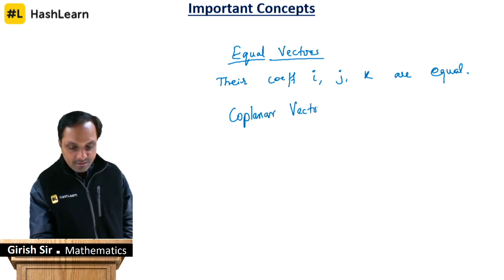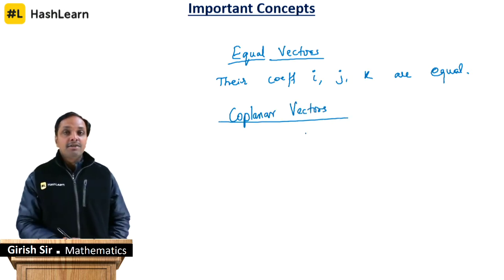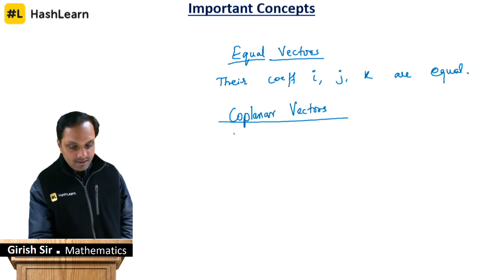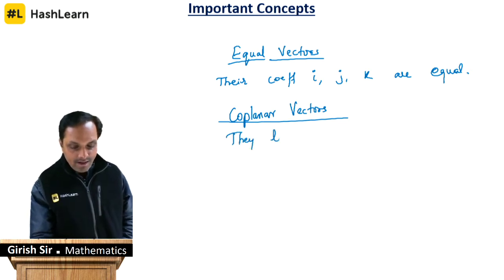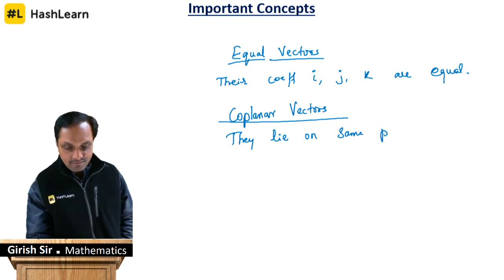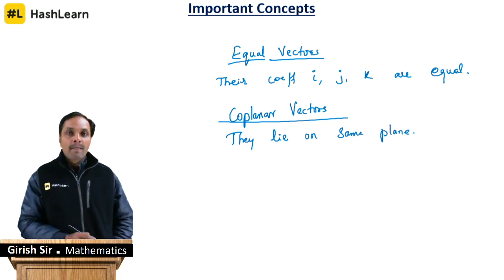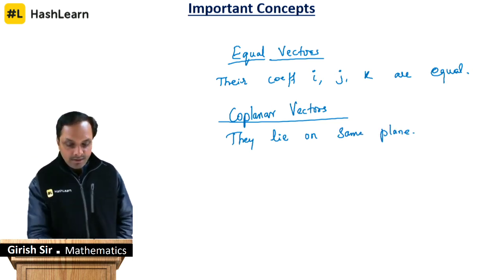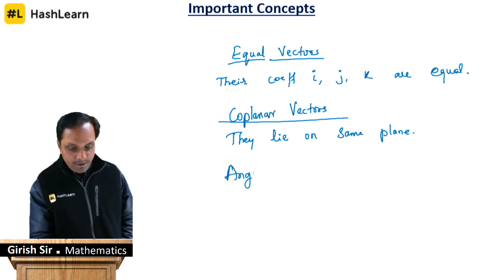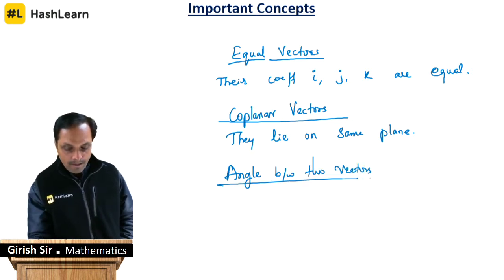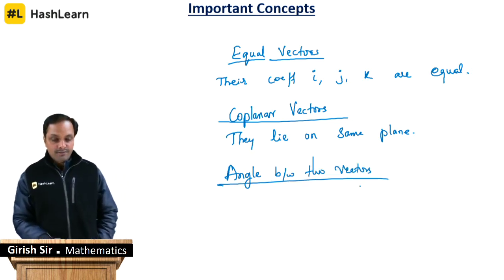Coplanar vectors. When you say the vectors are coplanar, they lie on the same plane. Then a very important formula is the angle between two vectors.